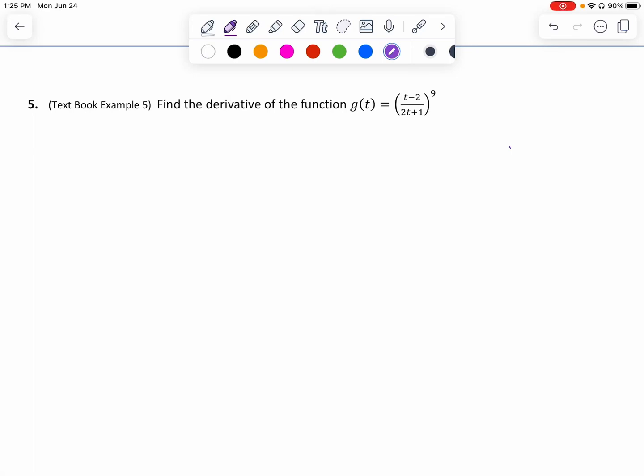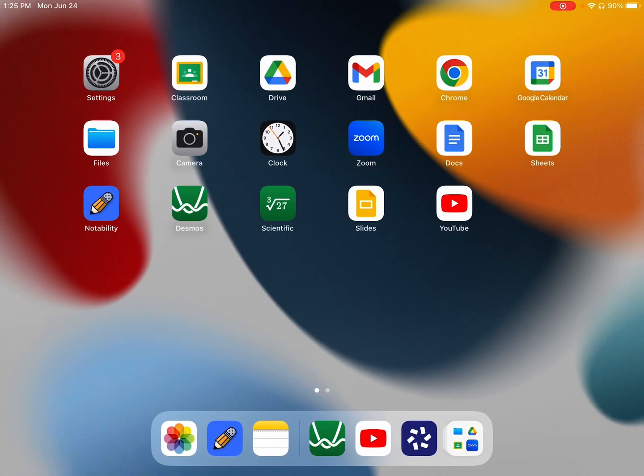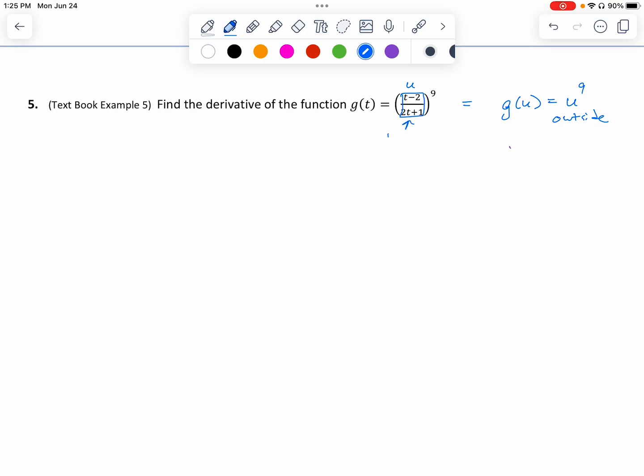All right, we can see here the derivative, the general power rule at play again. We can cover up this inside function and call that the g or the u. And then we just have g of t in terms of u. G of u would be u to the ninth. So that's our outside function. The thing in the box is the inside function.